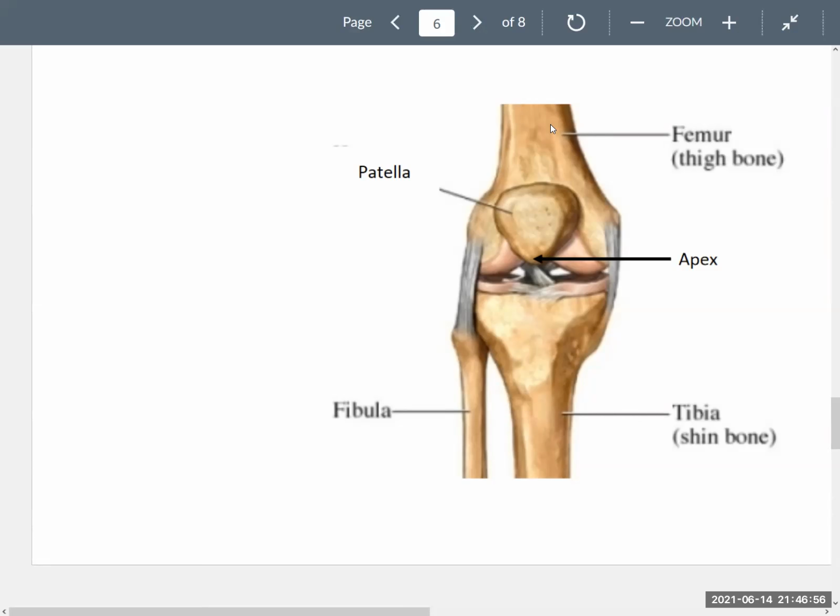Our femur up here. Is this on the femur the lateral or medial condyle? Lateral. How did you know that? Because the fibula is on the lateral side. Because the fibula is on the lateral side, always. So that's lateral condyle, medial condyle, on the tibia, medial condyle, and lateral condyle.